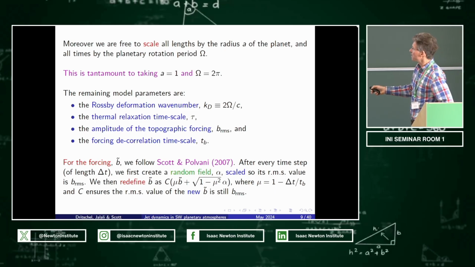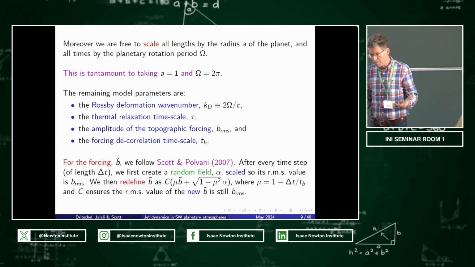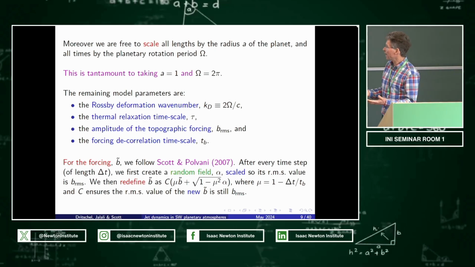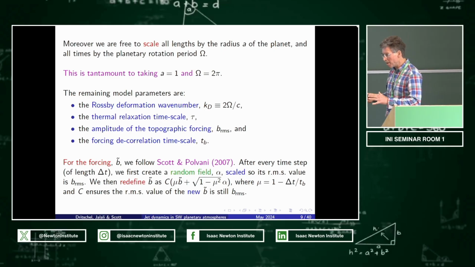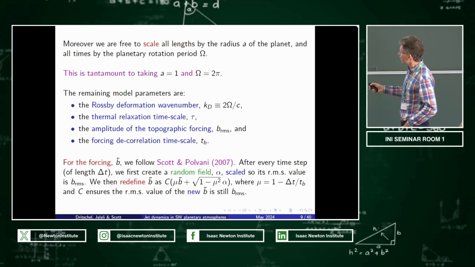The main parameter is the Rossby deformation wave number. This is again a new parameter compared to the previous talk. Here now we have to consider the fact that a shallow water non-barotropic system also has a further length scale given by the planetary vorticity, 2 omega at the North Pole divided by C.